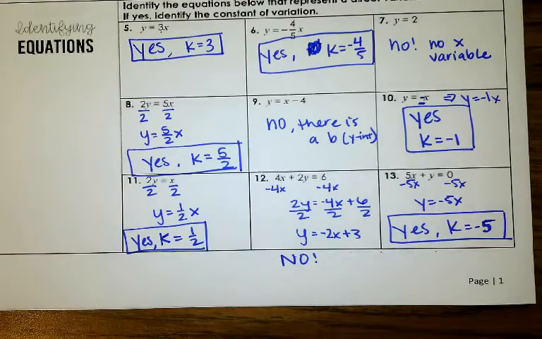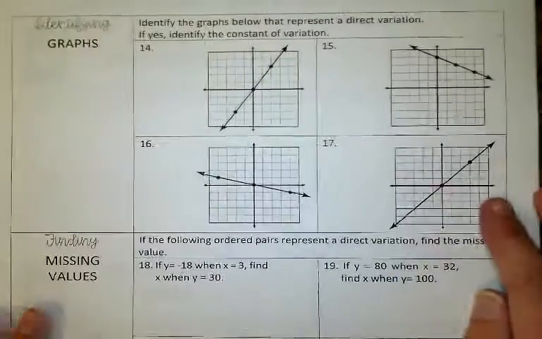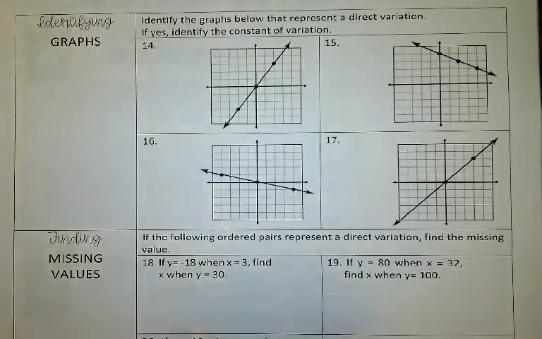Excellent. Okay, so now you guys can flip your page to number 2. All right, we're going to talk a little bit more about direct variation here. Okay, now I want you to identify graphs. What are we looking for when we identify the graphs of direct variation, y'all? Yeah. Does it go through the origin?